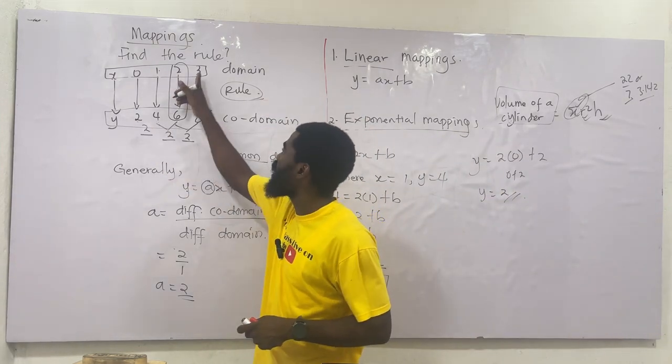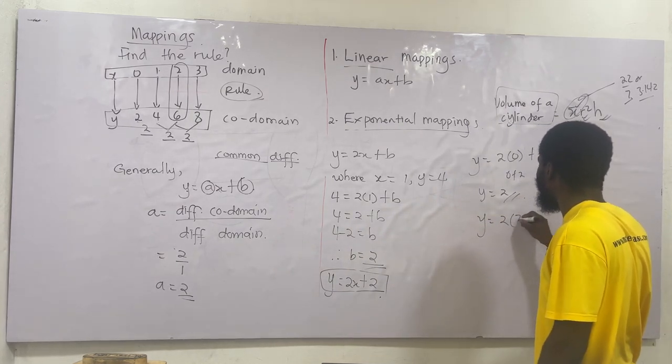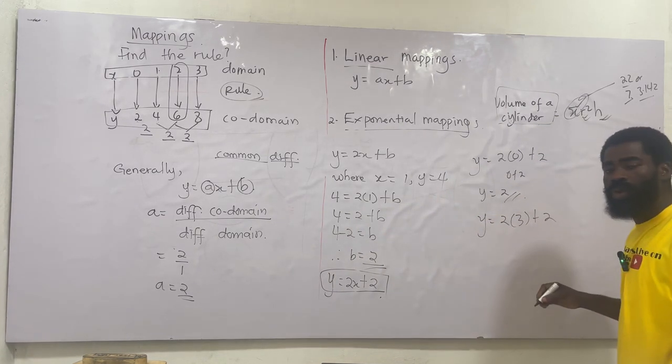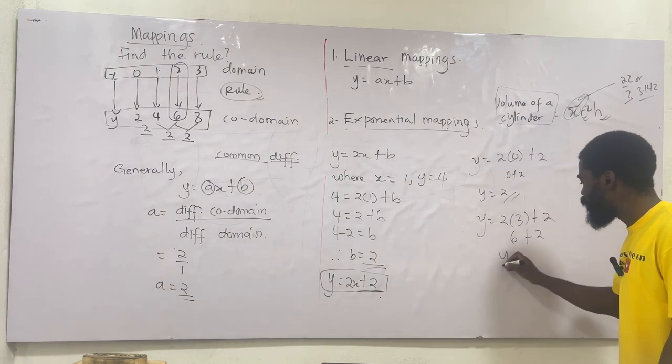That means my rule is correct. Let me try the last one, 3. So I'll get y equals 2 into bracket 3 plus 2. When I have this, it will give me 6 plus 2. y should be 8.